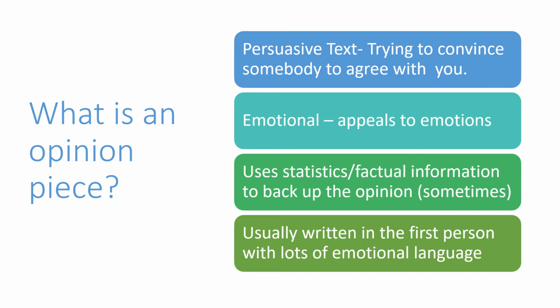Generally speaking, you should be backing up those emotional appeals with some statistics or factual information, perhaps some reference to universal declarations of human rights. But of course, not every person writing an opinion piece uses statistics and facts to back up their emotional appeals. Because it's an emotional piece, it's usually written in the first person. So I think, you should, we should. And it has lots of emotional language, so lots of adjectives like, this is a disgusting situation.